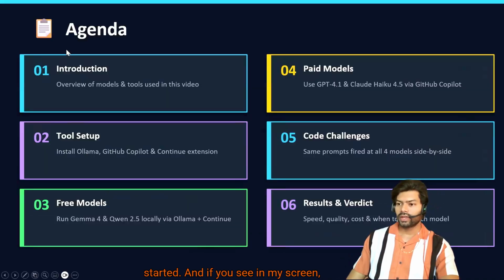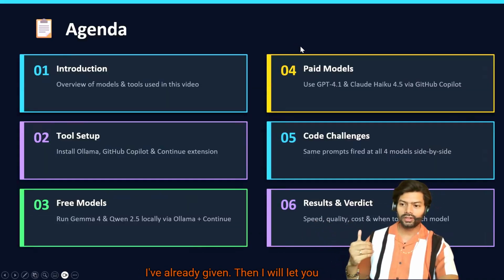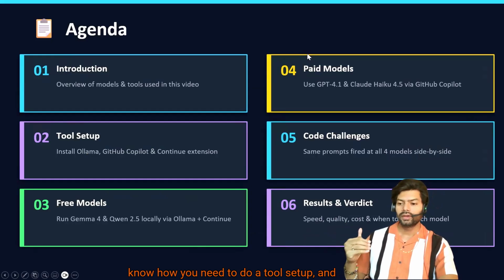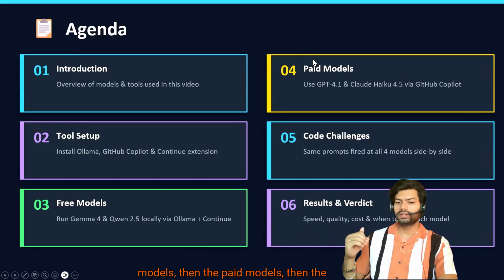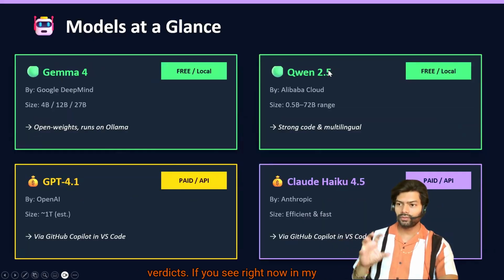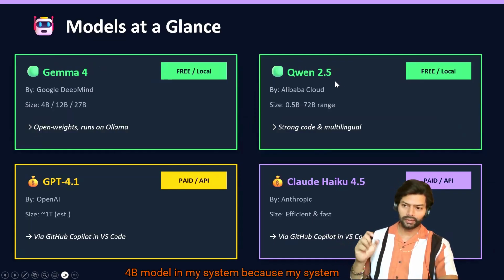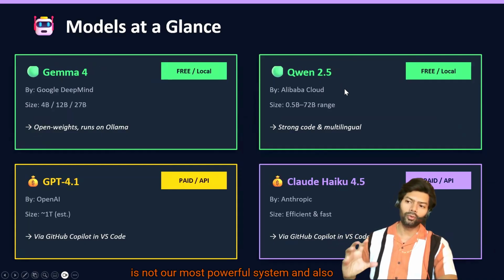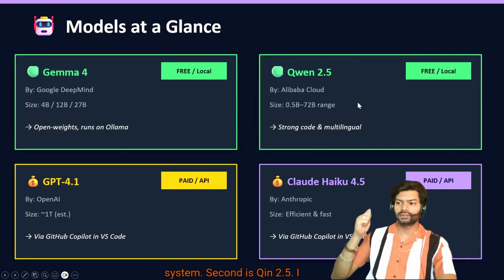And if you see on my screen, we will go with the introduction, which I've already given. Then I will let you know how you need to do the tool setup, and then I will talk about the free models, then the paid models, then the code challenges, and finally results and verdicts. If you see right now on my screen, I'm going to install the Gemma 4 4B model in my system because my system is not the most powerful system and also it is not the least powerful. So I will let you know my configuration of the system.